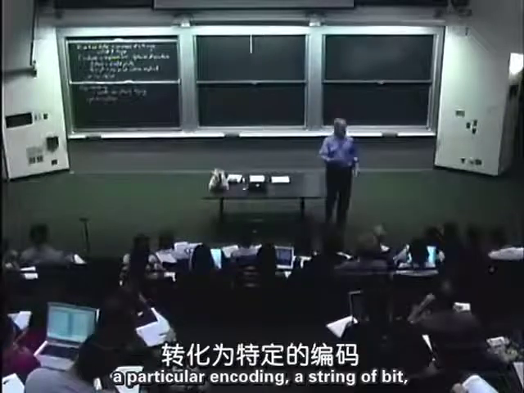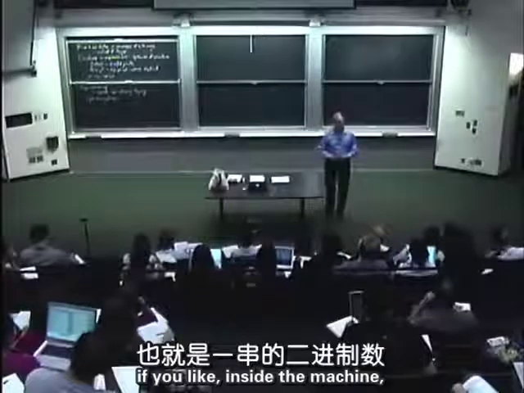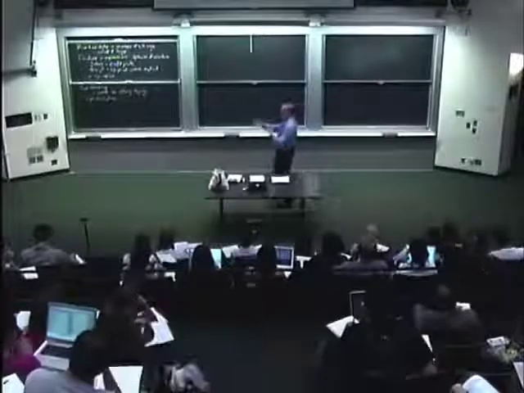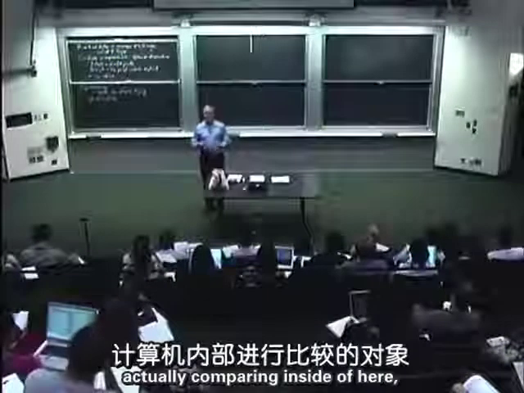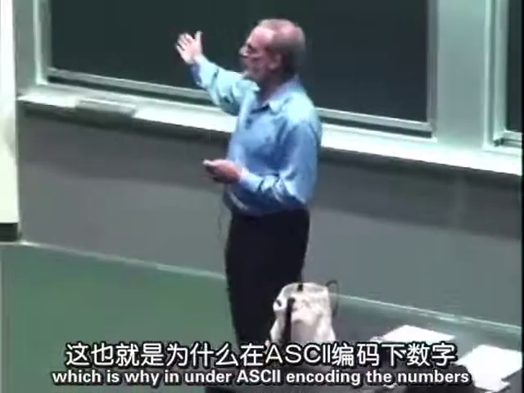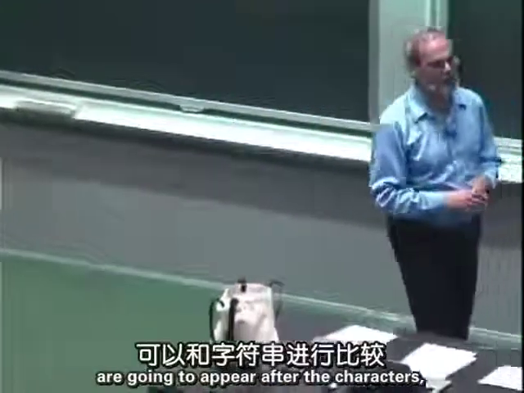Right, so in case you didn't understand what the question was, basically every symbol gets translated into a particular encoding, a string of bits, if you like, inside of the machine. There's a particular one called ASCII, which is, if you like, an ordering of that. And that's what the machine's actually comparing inside of here, which is why under ASCII encoding, the numbers are going to appear after the characters. And you get this strange kind of thing going on.